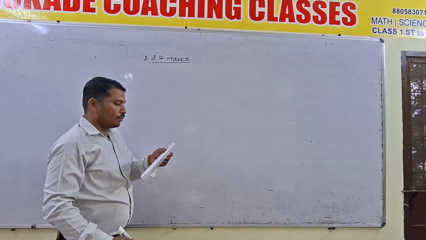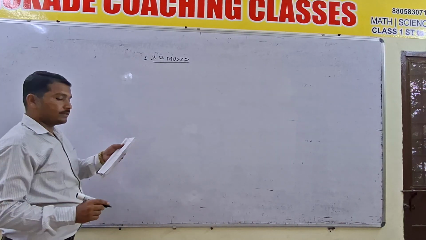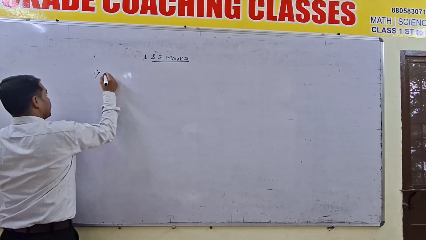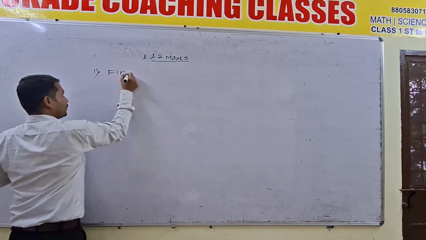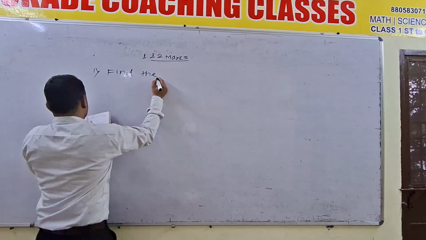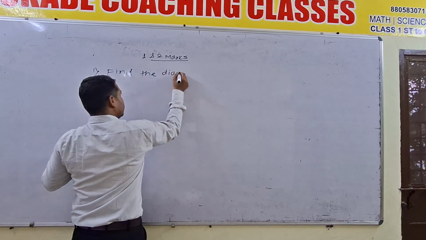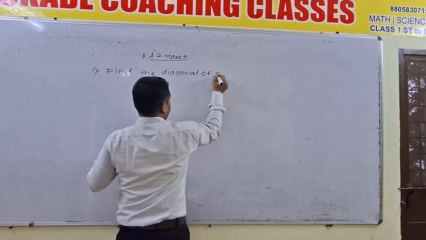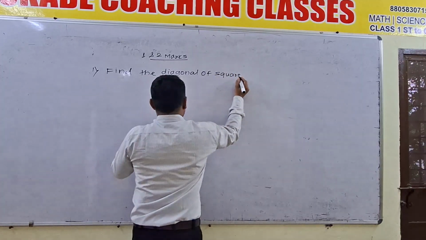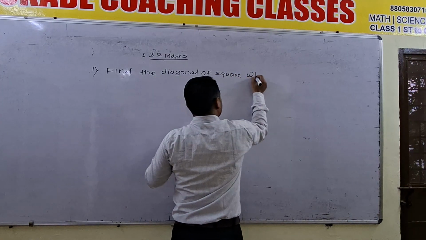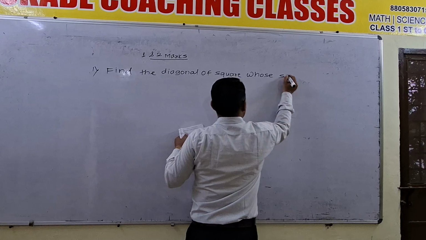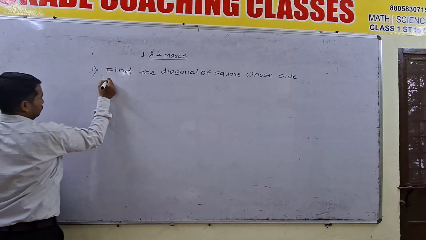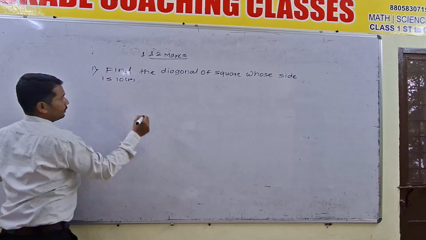Find the diagonal of a square whose side is 10 cm. Find the diagonal of a square. Find the diagonal of a square whose side is 10 centimeter.